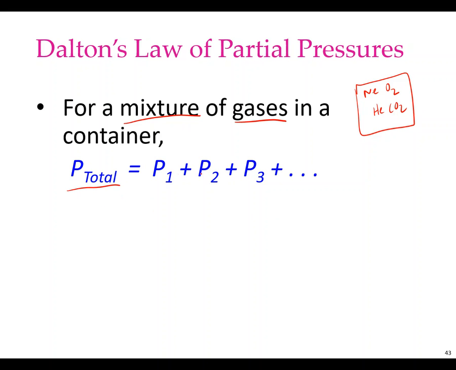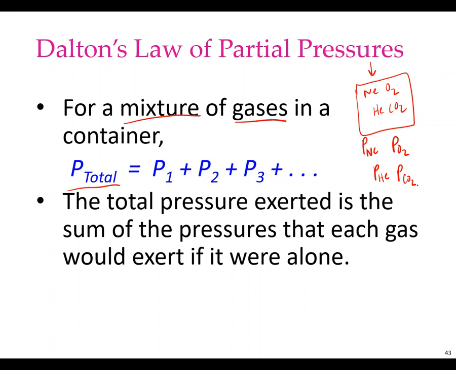And partial pressure notation, like here, if I'm talking about the partial pressure of neon, you put the big P and then you put this as a subscript. Partial pressure of oxygen, partial pressure of helium, partial pressure of carbon dioxide. That's how I would write out partial pressure notation. Now the total pressure exerted is the sum of the pressures of each individual gas if they were to be in their container by themselves.